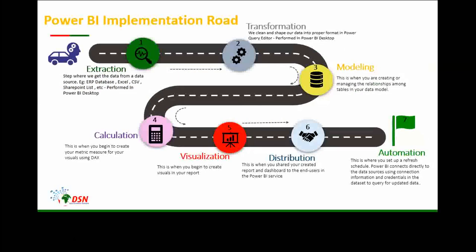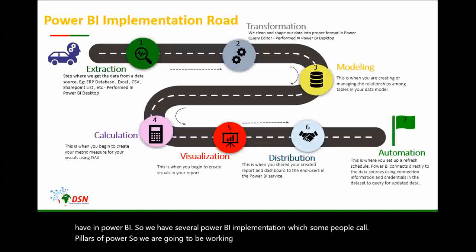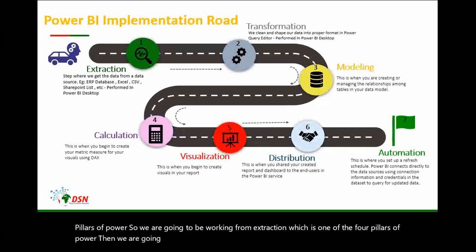In today's lesson, what we are going to be learning is the Power BI implementation route. The visual you are seeing on your screen shows the different implementation routes that we have in Power BI. We have seven Power BI implementation steps, which some people call pillars of Power BI. We are going to be working from extraction, which is one of the first pillars of Power BI, then transformation of the data, modeling of the data, calculation, visualization, distribution, and automation.